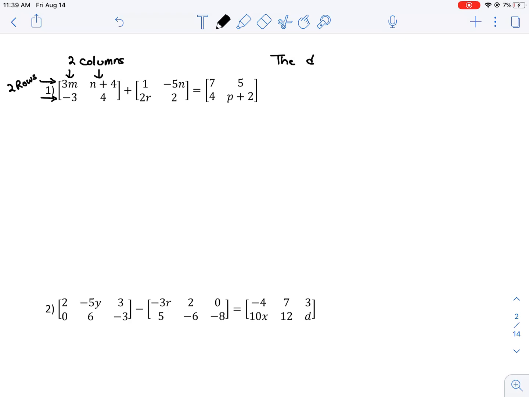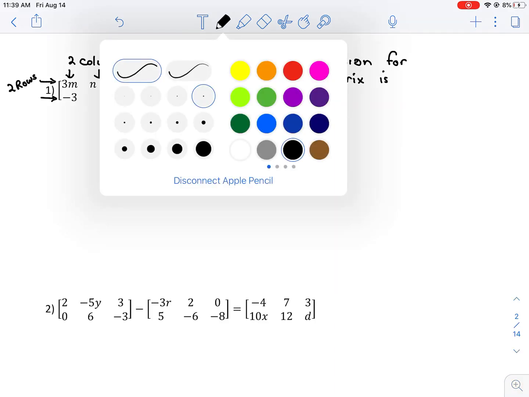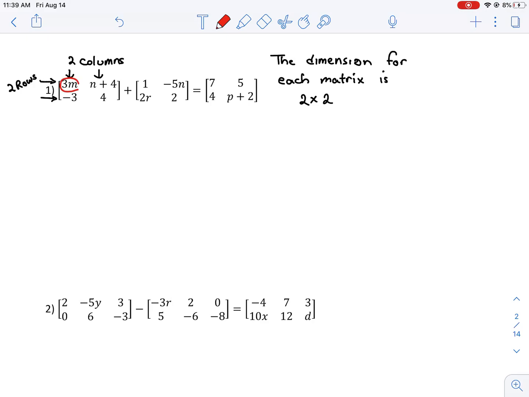So the dimension for each matrix is 2 by 2. 2 rows by 2 columns. And now that that is established, we can go ahead and add the two matrices together. Starting with the 3m, 3m corresponds to the 1 in the second matrix, which corresponds to the 7 in the third matrix. So 3m plus 1 has to equal 7.